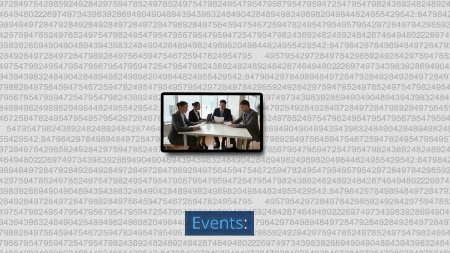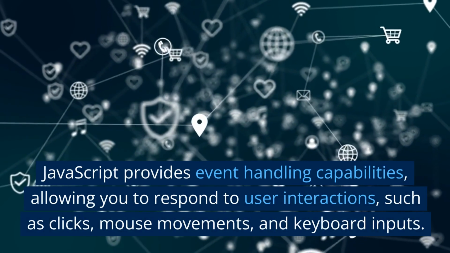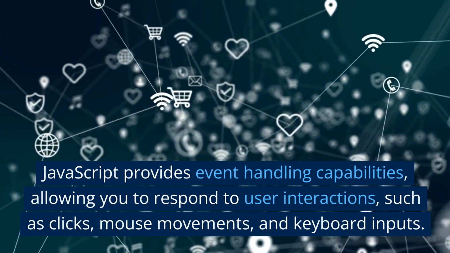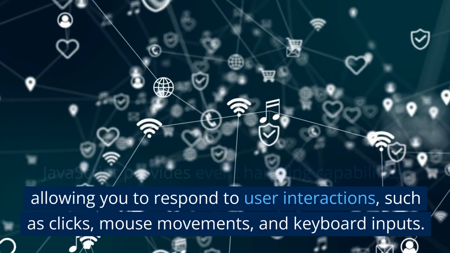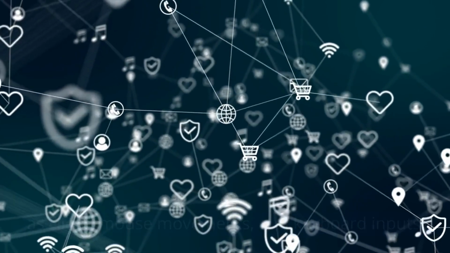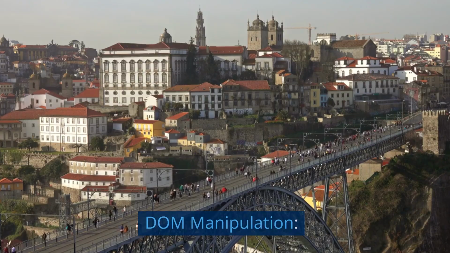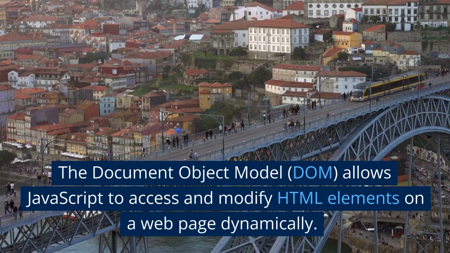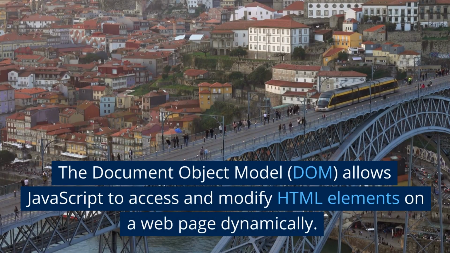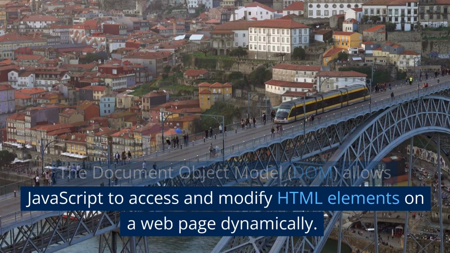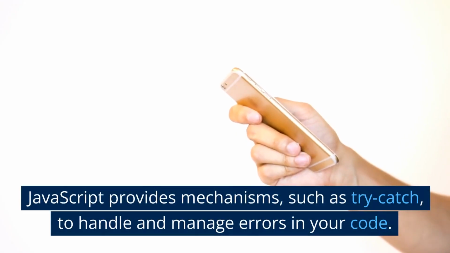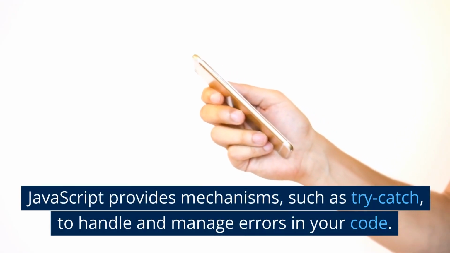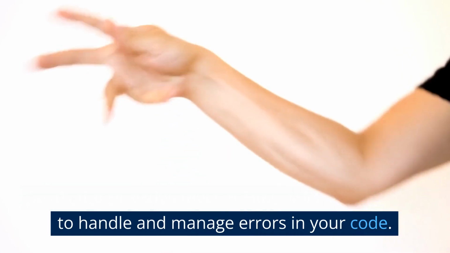7. Events. JavaScript provides event handling capabilities, allowing you to respond to user interactions, such as clicks, mouse movements, and keyboard inputs. 8. DOM manipulation. The Document Object Model, DOM, allows JavaScript to access and modify HTML elements on a web page dynamically. 9. Error handling. JavaScript provides mechanisms, such as try-catch, to handle and manage errors in your code.